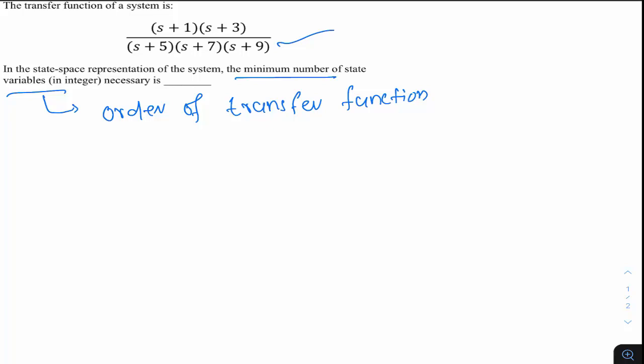So we need 3 variables. If this could have been a 10th order system, we would need 10 state variables. So the answer is 3 for this.